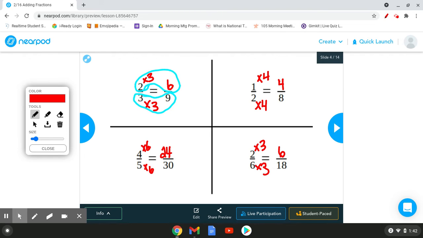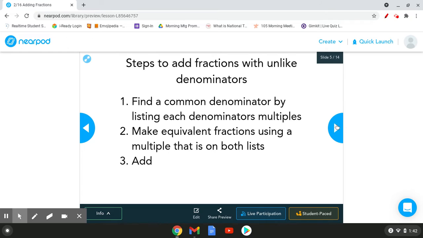So now we're going to take this concept and apply it to what we were doing with adding fractions last week. So here are the rules. Remember, when you're adding fractions with unlike denominators, first you have to find a common denominator. You do that by listing the multiples. And again, we did that last week. We would do 2, 4, 6, 8, maybe 3, 6, and then you find the multiple that they both share that appears on both lists. Then we're going to make equivalent fractions, and then we finally add.